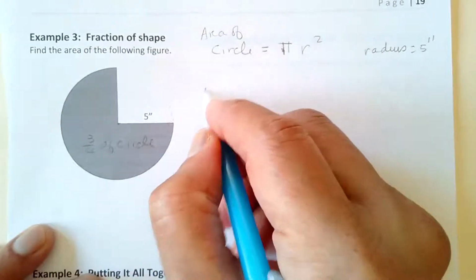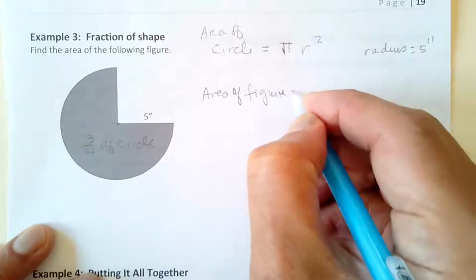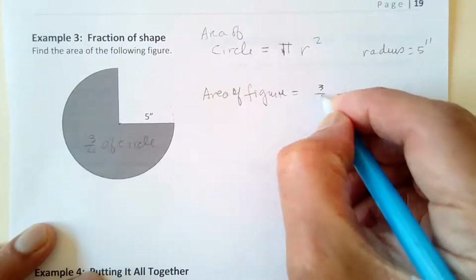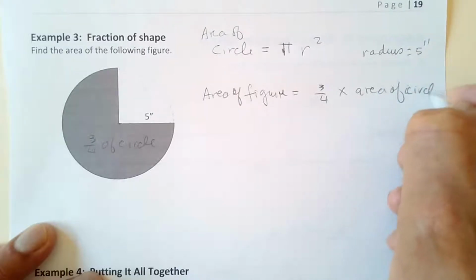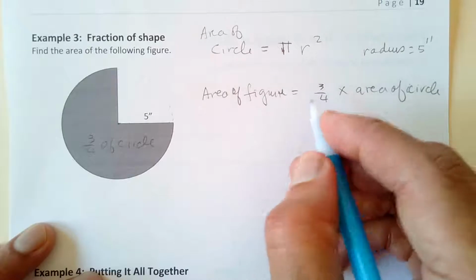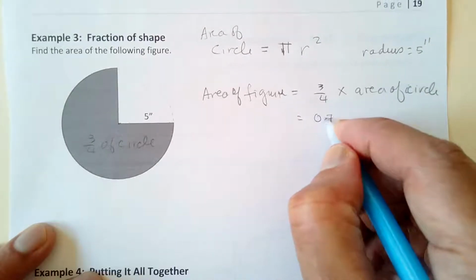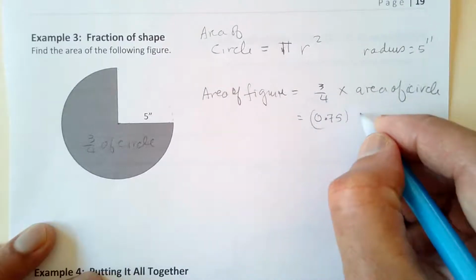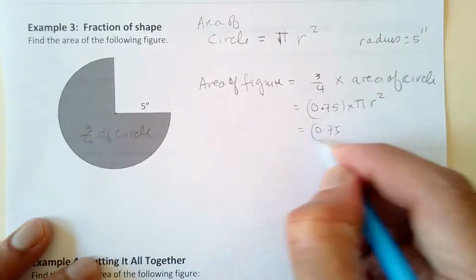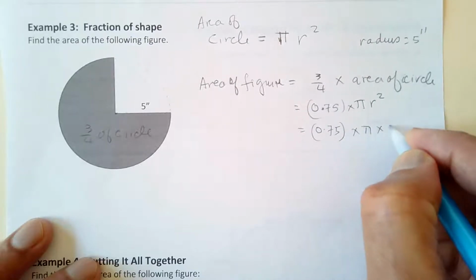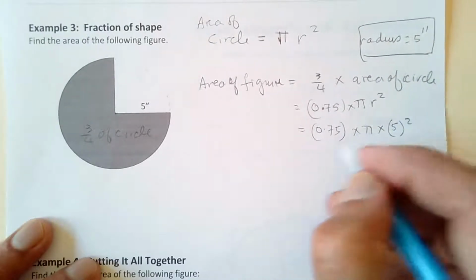So area of this figure is equal to 3/4 or 0.75 times the area of a circle. Now if you don't like fractions, you can always switch it over to decimal, which is 0.75. 3 divided by 4 will give you this, times pi r squared, which is 0.75 multiplied by pi multiplied by your radius, which is 5 inches, to the power of 2.